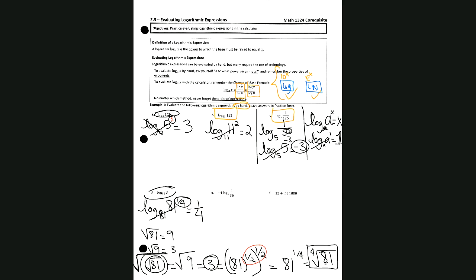Now let's move on to the next two problems on this side. Here I'm going to use the power rule in reverse, so the coefficient becomes the exponent of the argument. This will become log base 6 of 1/36 to the power -4.